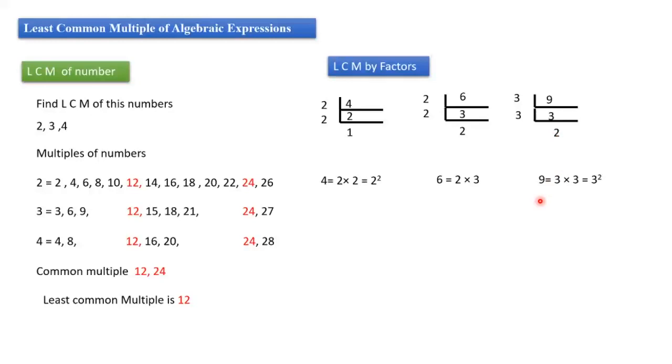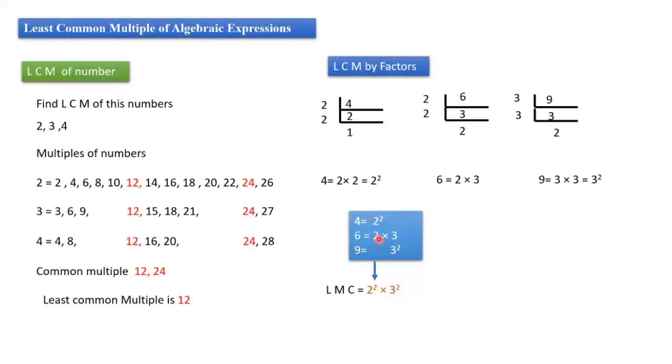Okay, next, you can write 4 equals 2 to the power 2, 6 equals 2 into 3, and 9 equals 3 to the power 2. How did this happen? If you are writing these values as powers of the factors, you have to find out what the factors are. Here, 2 is a factor of these numbers, and another one is 3. Then you have to consider the highest index, that is, the highest order.